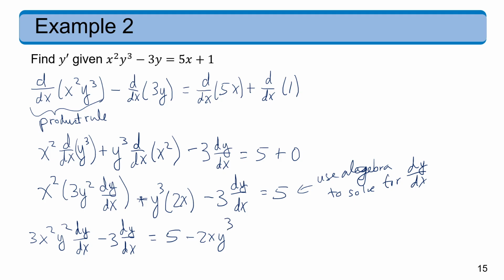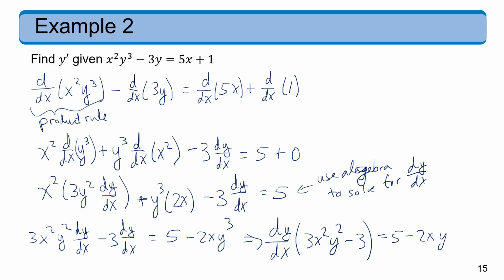Once you've done this, where you've gotten all the terms with dy dx on the left, because every term on the left has that same dy dx, you can factor it out. So that combines multiple appearances of dy dx into one appearance by factoring it out. So in the first term, after you factor that out, we're left with 3x squared y squared. And on the second term, we're left with minus 3. Right side is still the same.